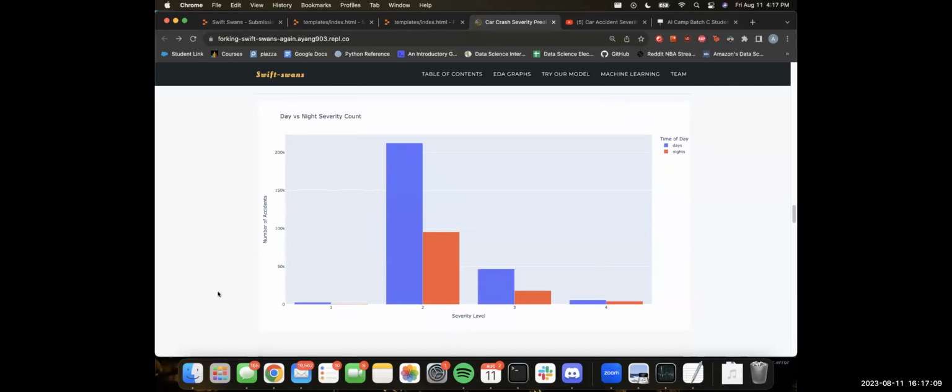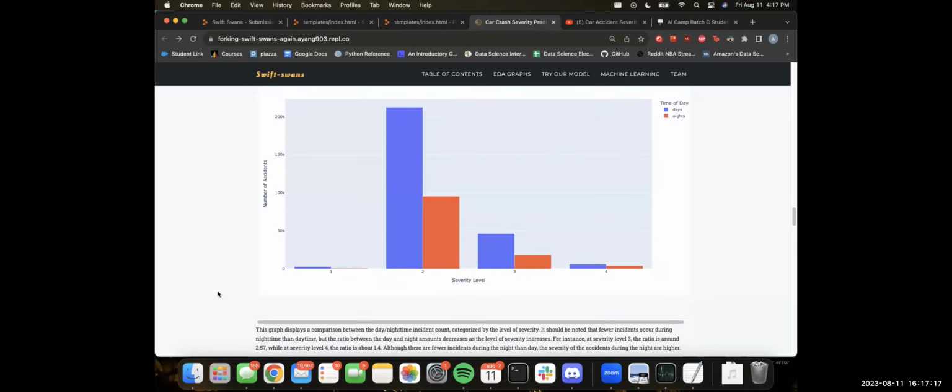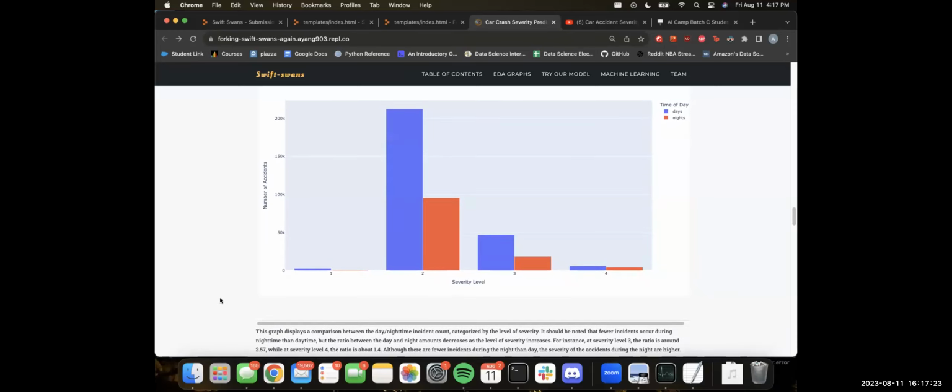So this graph is a comparison between day and night incident counts, sorted by their severity level from 1 to 4. As the severity count rises from 2, the numbers of day and night counts get closer. Like for severity 2, there's a huge difference between day and night, but if you look at 4, the difference is a lot smaller.